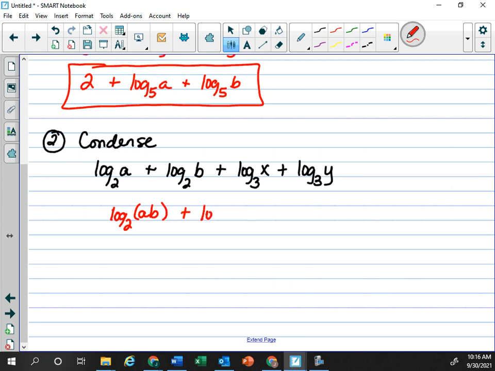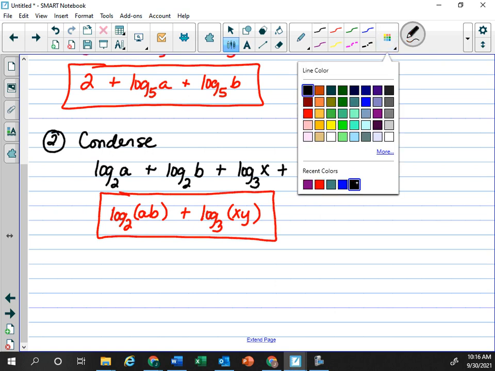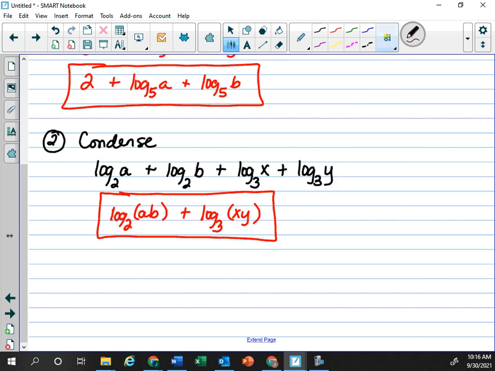Plus log base 3 of XY, there you go. All right, so that's essentially your multiplication property for logs. Just go back and forth between expanding and condensing for a bit.